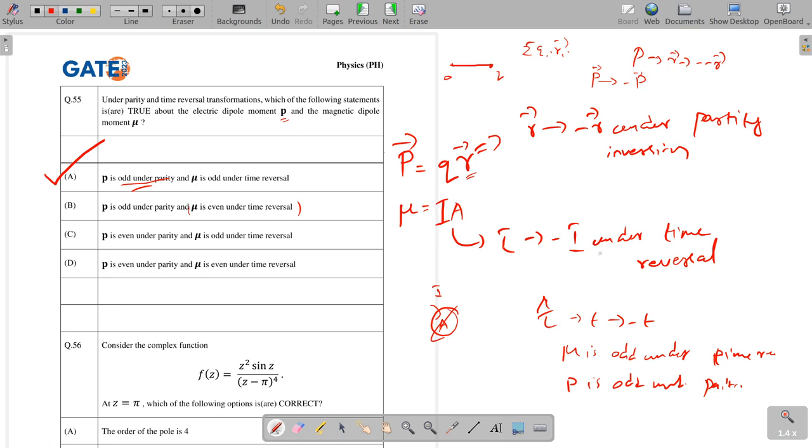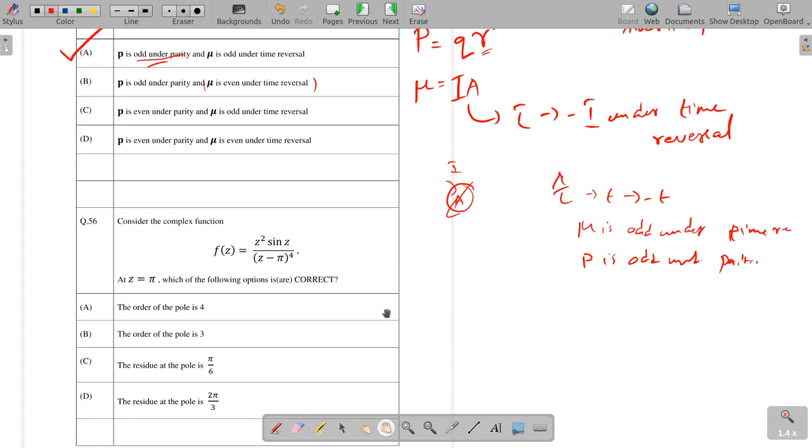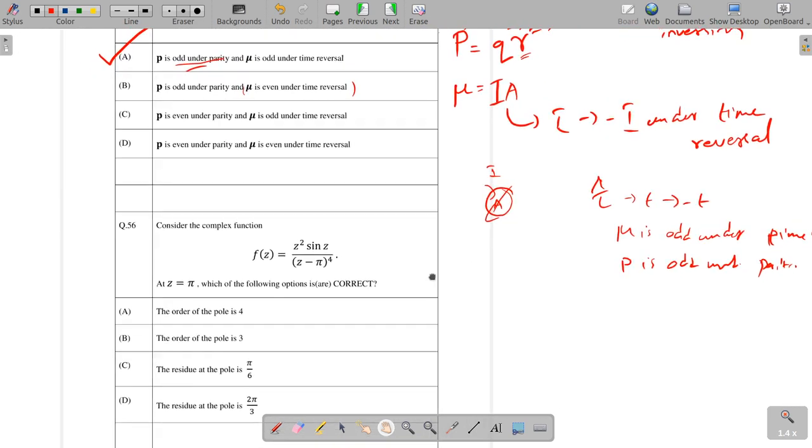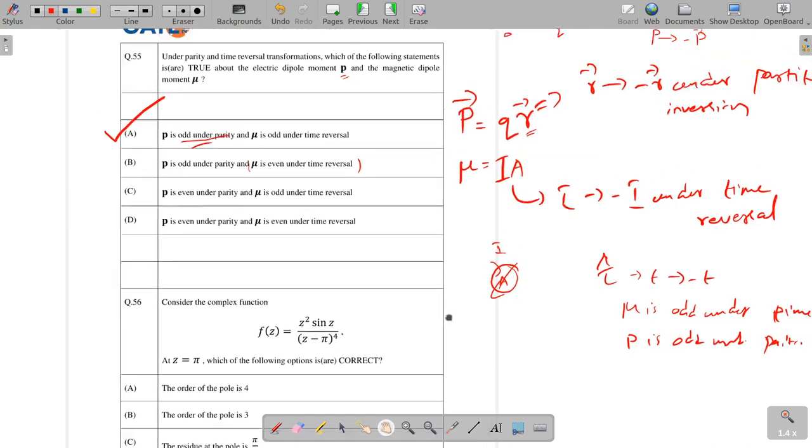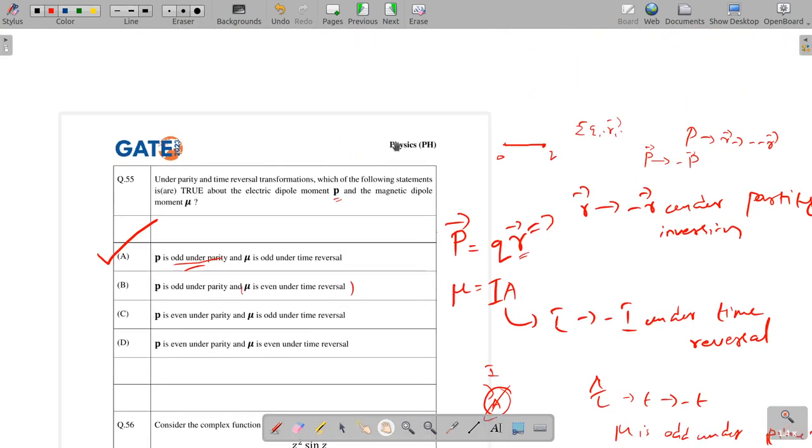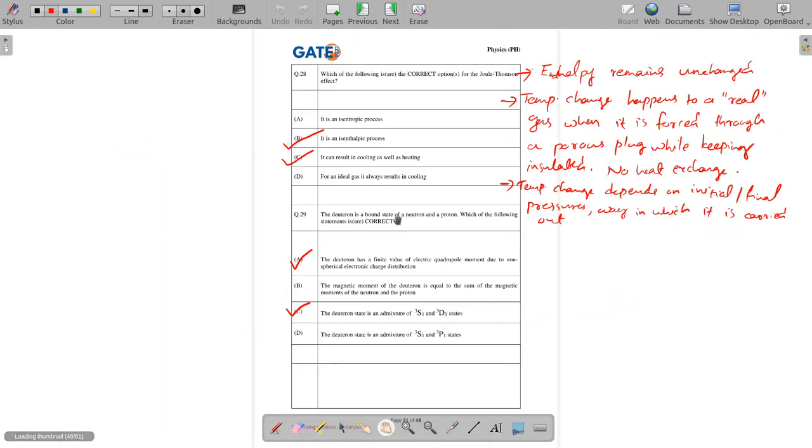So what happens if I apply time reversal to the P operator, like my electric dipole? Nothing happens because it does not have any time dependence. So P is even under time reversal because it does not change the sign. Even means the same sign, odd means it flips the sign. Okay, so this question I am skipping. In future I will be coming to this. I am not able to get the answer for this.